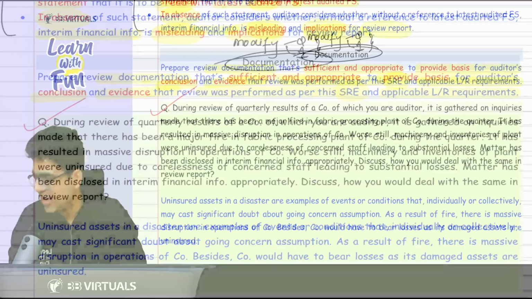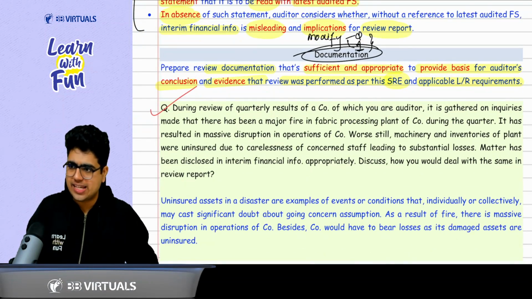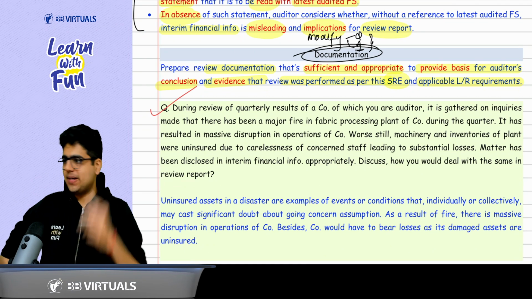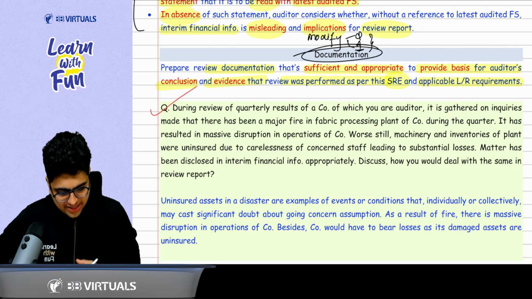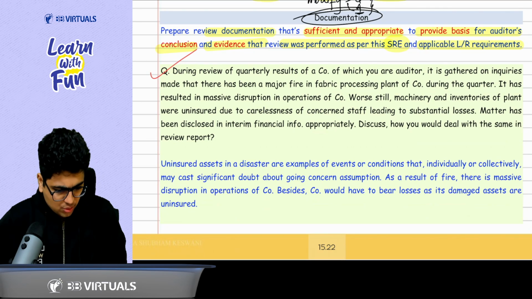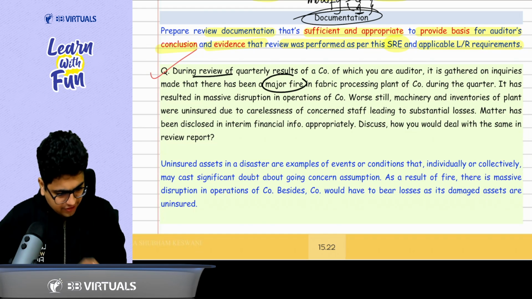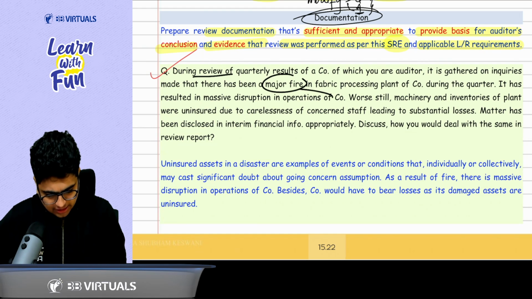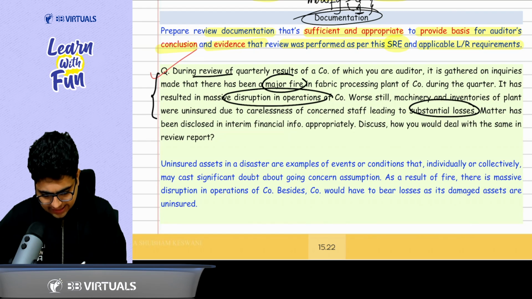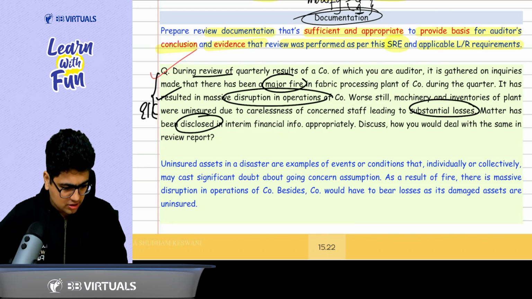Very good, very good. Everyone giving the right answer. Sir, EOM para. So what does the question say? During the review, you found that there is a major fire. It has affected the operations. Substantial losses. What is it indicating? Events or conditions affecting going concern. It has been disclosed. How will you deal?